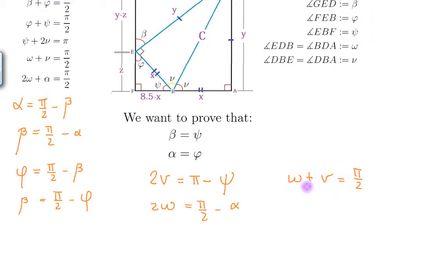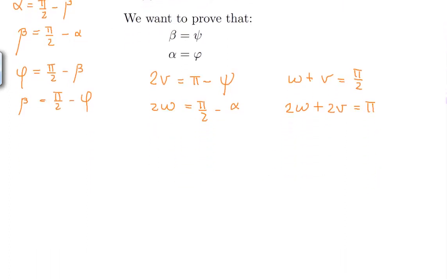Now let's multiply this one by 2 on both sides. So we have 2 omega plus 2 nu equals pi. But 2 omega equals pi over 2 minus alpha, and 2 nu equals pi minus c. So let's add these two together and set them equal to pi. So we have that pi minus c plus pi over 2 minus alpha equals pi.